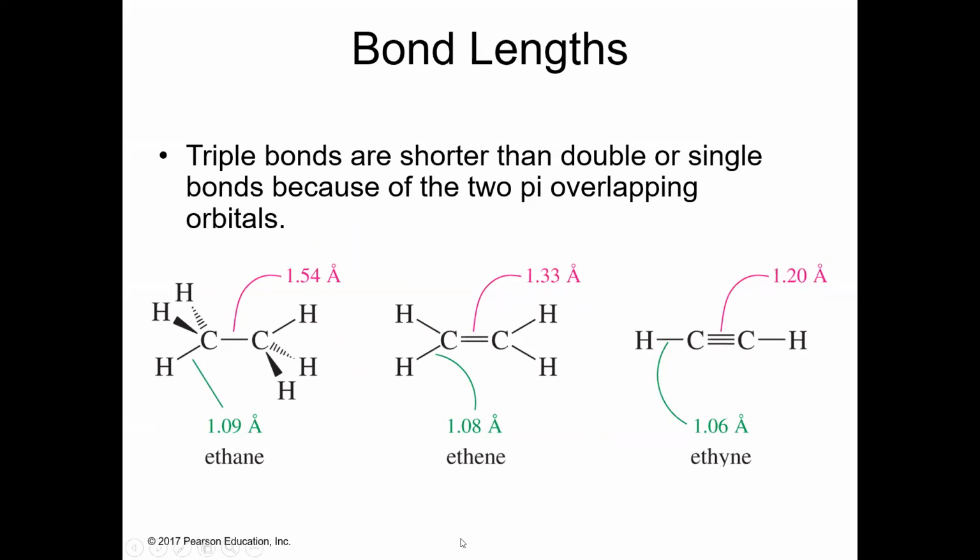A triple bond is stronger and shorter than double bonds or single bonds, and that's illustrated here using ethane and ethene, comparing those to ethyne. Also, the CH bond in ethyne is a little bit shorter than in ethene or ethane.